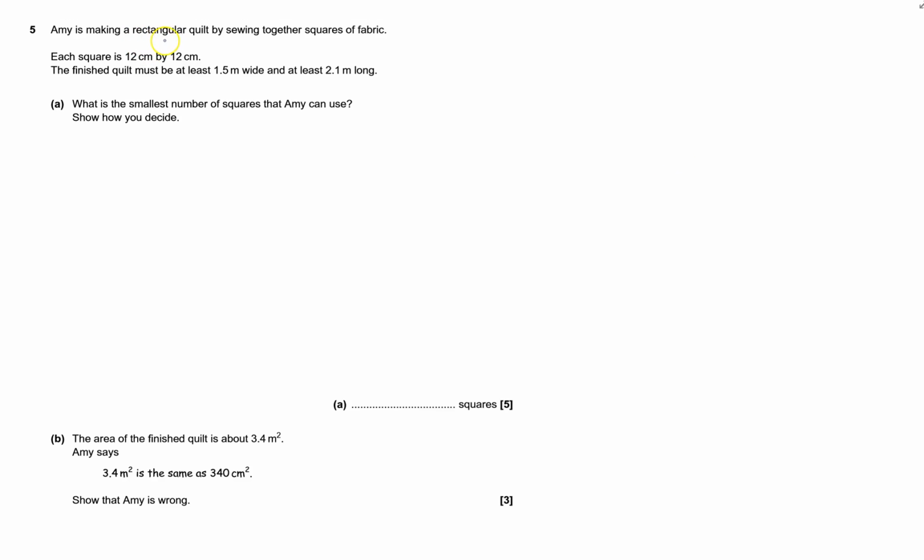The aim is making a rectangular quilt by sewing together squares of fabric. Each square is 12 centimeters by 12 centimeters. The finished quilt must be at least 1.5 meters wide and 2.1 meters long.